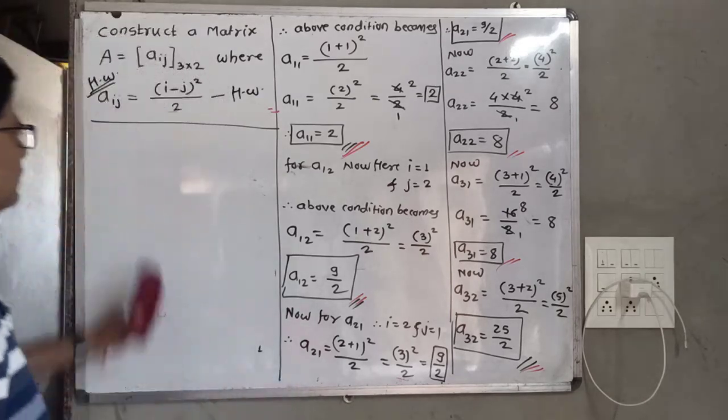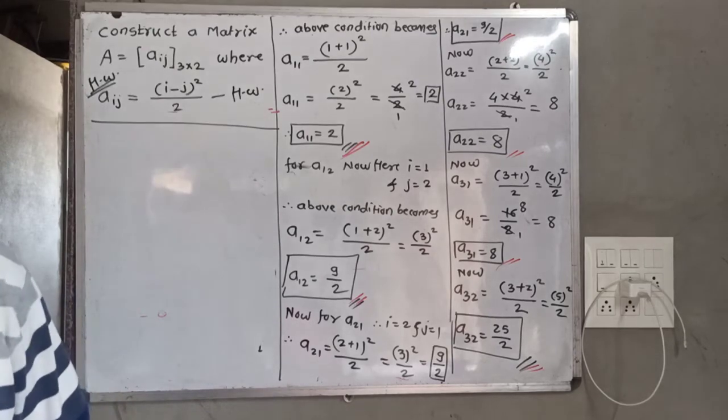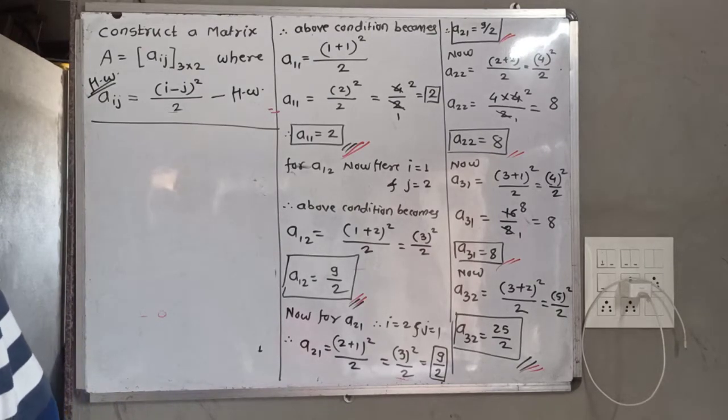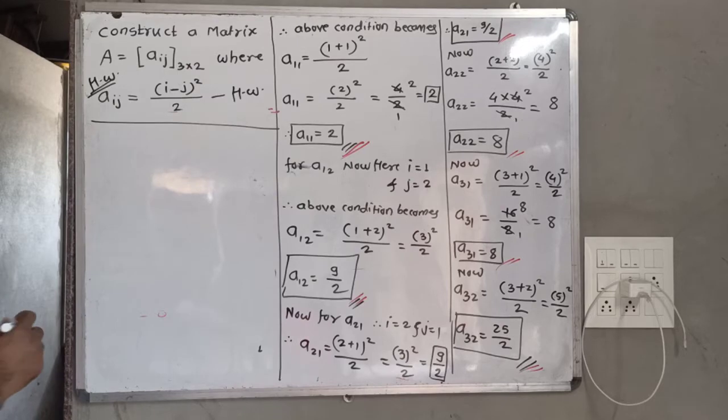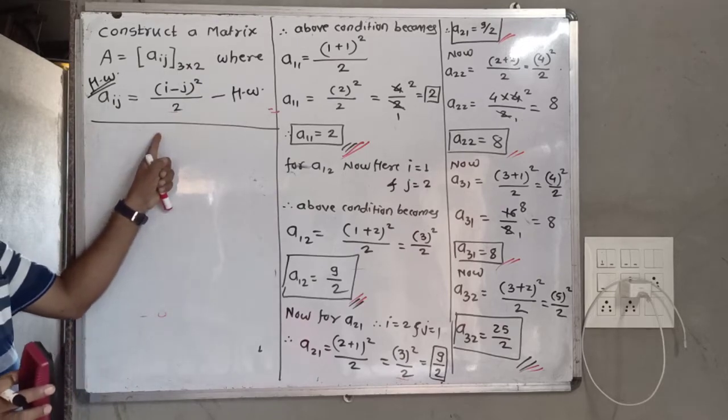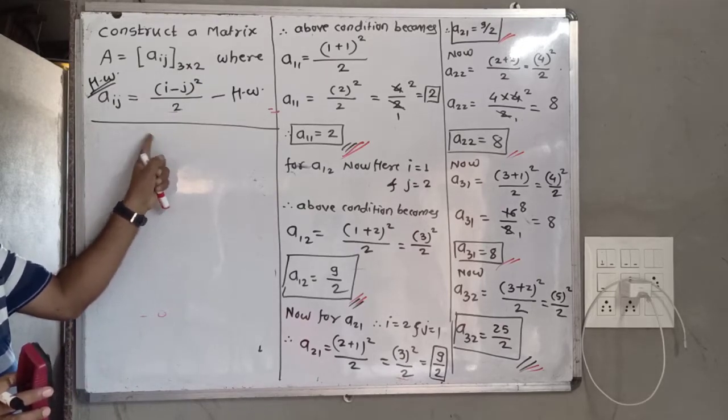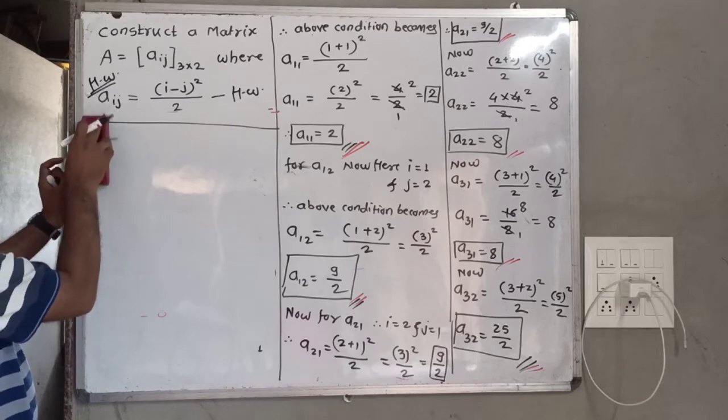And the next example is what? Aij equal to I minus 2j. Take a screenshot please. This example is for you.